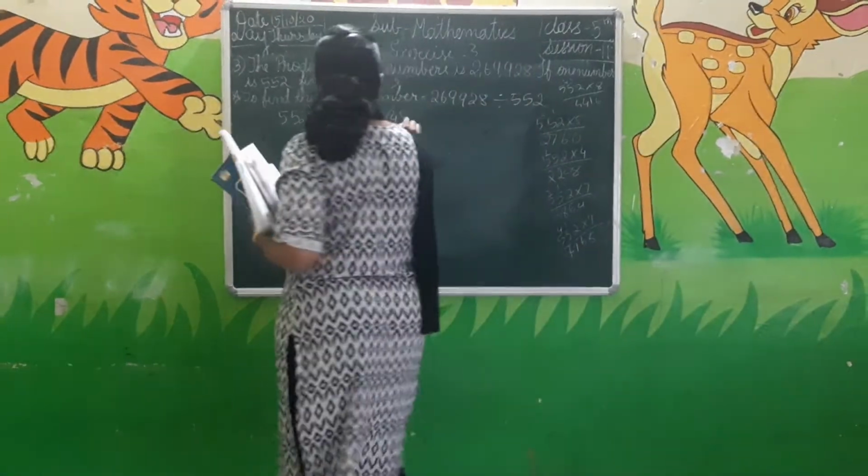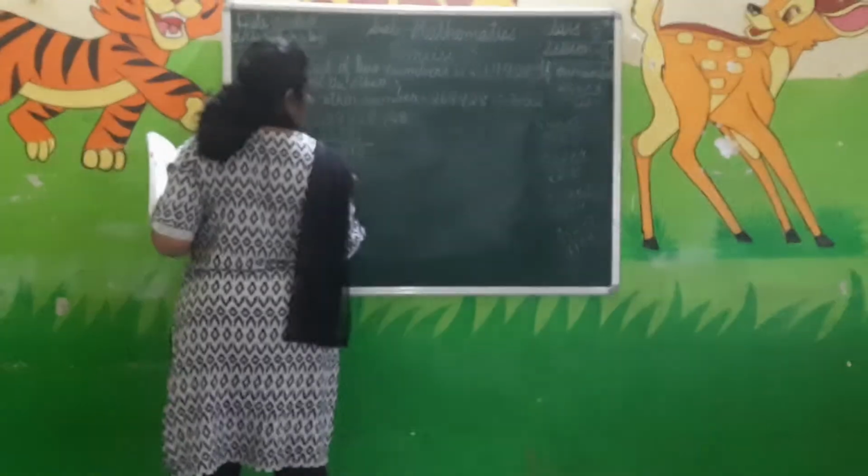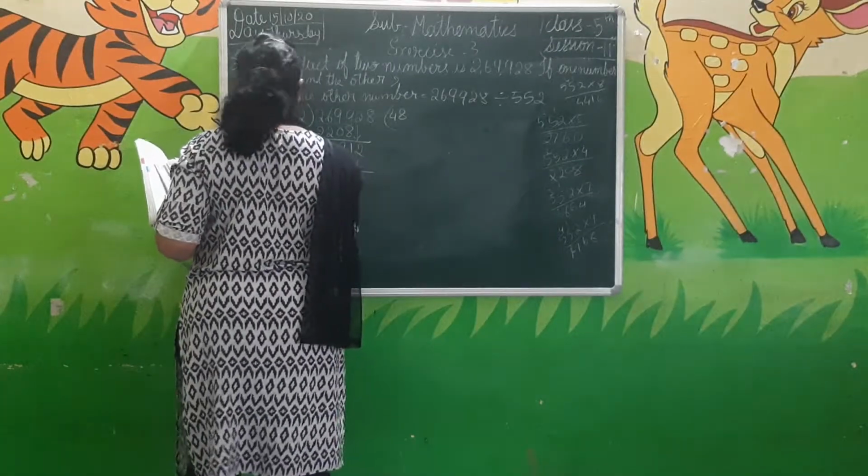552 into 8. 8 2s are 16, 8 5s are 40 plus 1 is 41, 8 5s are 40, 40 plus 4 is 44. 552 into 8 is 4416. Now deduct this one.